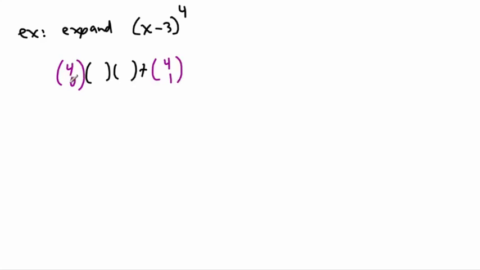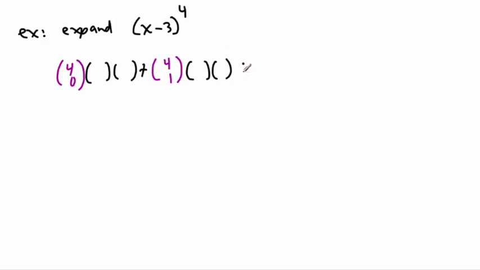In other words, see, these I'm using from the binomial theorem. This notation here, these are the number of combinations of choosing 4 things taken 0 at a time, or 4 things taken 1 at a time. So there I'm using these combinations.